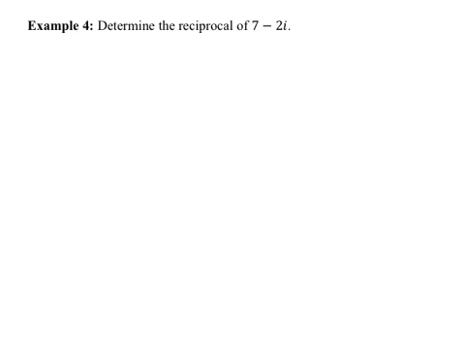Example 4 says determine the reciprocal of 7 minus 2i. Well, that's just 1 over 7 minus 2i. This is telling you to use your logic. How do you simplify this? Multiply by the complex conjugate.